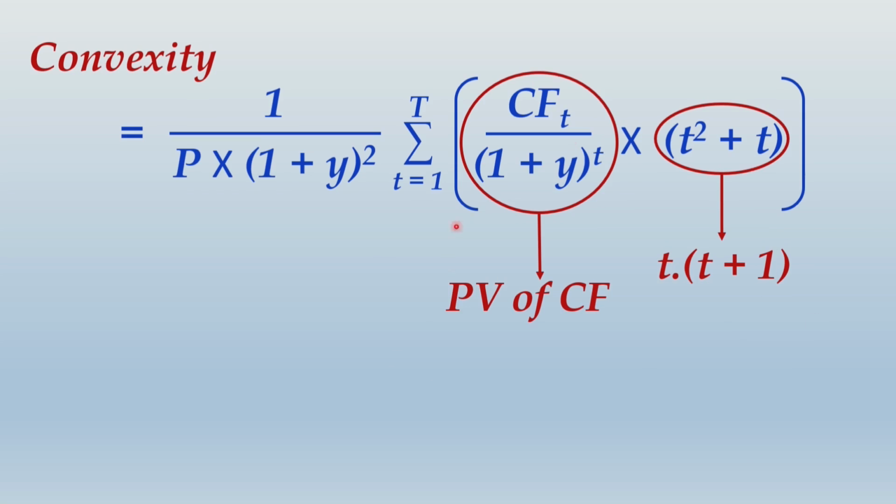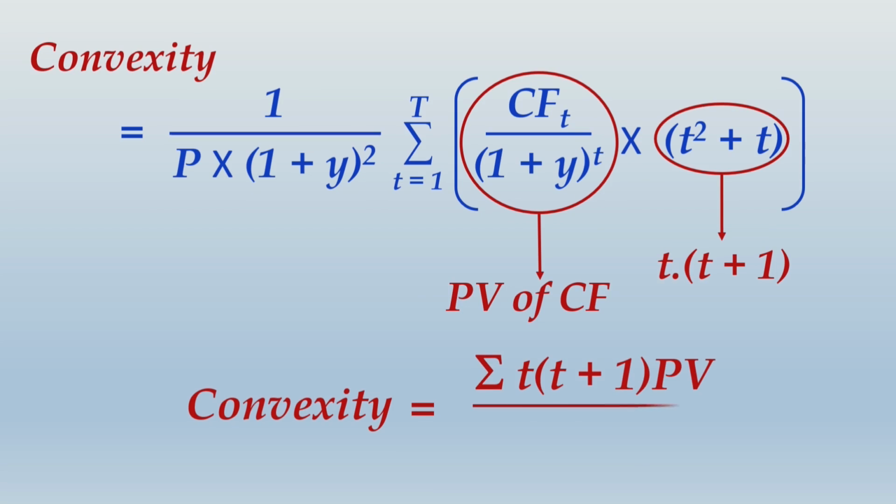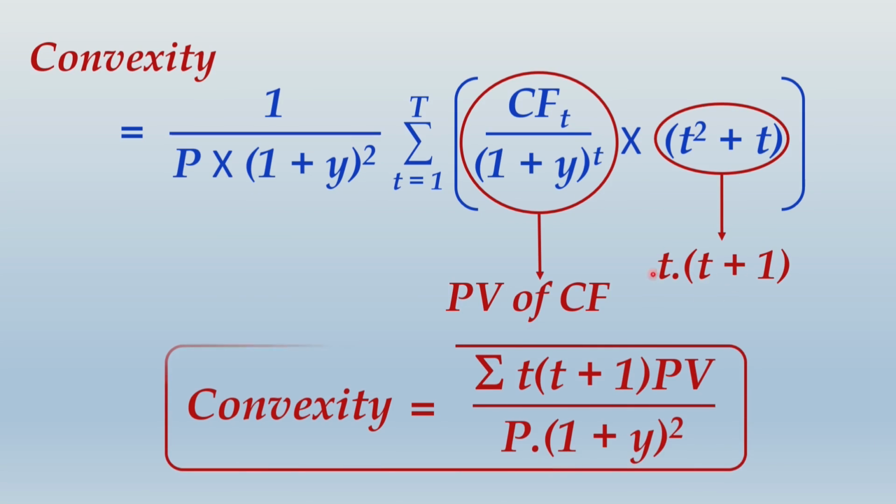Now, if we use these terms instead of the actual formula, the formula will appear a little simplified. Look at this. Convexity can be measured as the summation of this term, t into (t plus 1), multiplied by present value. So you have to take t into (t plus 1) multiplied by present value for each year and then take the summation of the same, and then this whole thing is divided by the denominator, that is (1 plus y) the whole square multiplied by the bond value or the bond price.